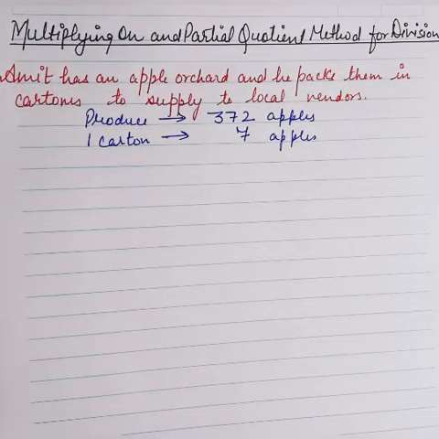Partial quotient methods for division. So multiplying on is basically the first, and partial quotient method is the second stage, and we'll try to understand both of these using an example.